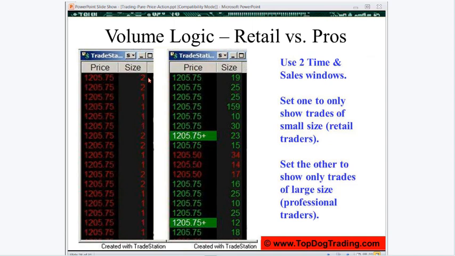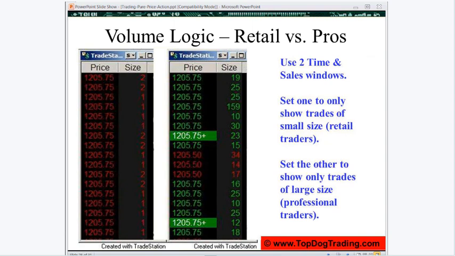You really think that most institutions, professional traders are trading 1 or 2 contracts? Probably not, right? It's not worth their time. On the other hand, I created another time and sales window, but I just put in different filters. Okay, and this one, I think we set it for 10. Yeah, this one we set for 10. Alrighty, now look at the difference. This tells a story.